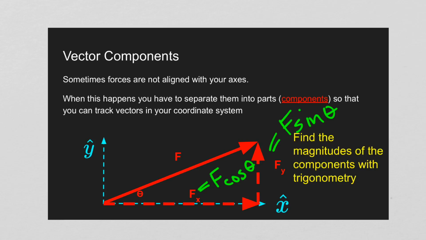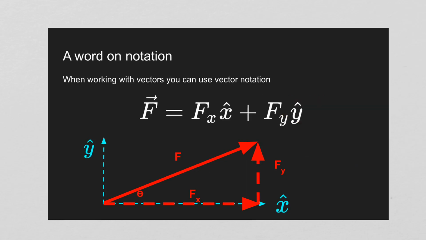And then what we're going to do is take this and use it to express our vector in component notation, which says I move this far in the x direction, and then I move this far in the y direction. All right? And the reason is because if I go this way and then this way, I end up at the exact same spot as if I just went along F at some angle theta.